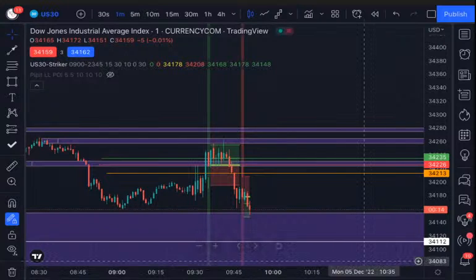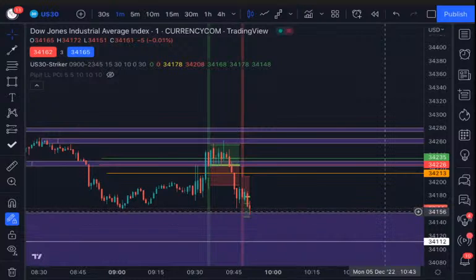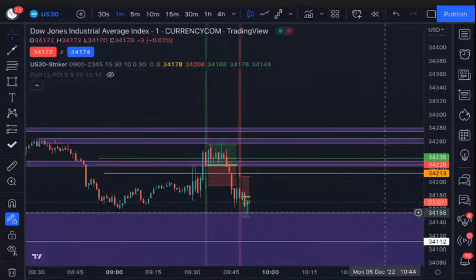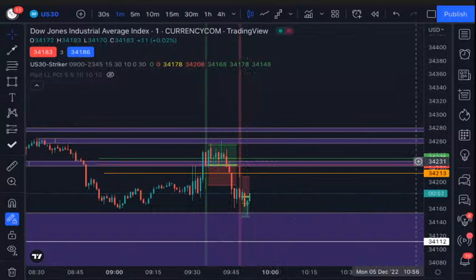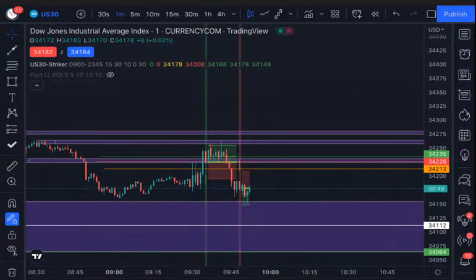But it might find some support right here at the level I was telling you, the higher time frame order block at 34155. That's the very top of the order block from the higher time frame, and it's literally wicking off of that. I see that. So this might be the point where it took out those lows and now it's going up. It's going to become bullish.